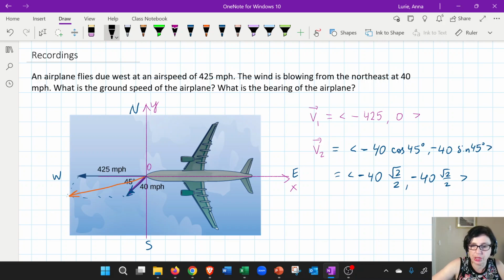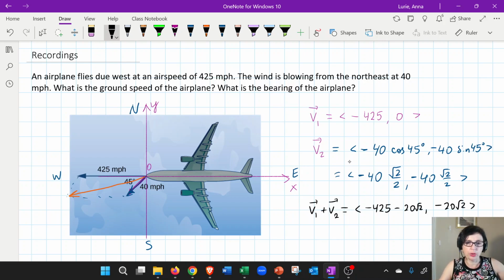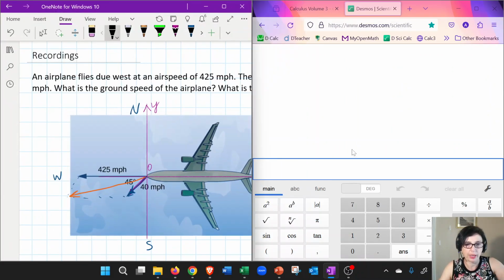So let's find this new vector. This new vector is the sum of the two, and it is called the resultant. We just add up whatever we got. So we got negative 425 minus 40 divided by 2, that's just 20, so minus 20 square root of 2. That's the x component. And then the y component will just be negative 20 square root of 2. In order to find the ground speed, we need to find the magnitude of this vector, so let's go ahead and do that.